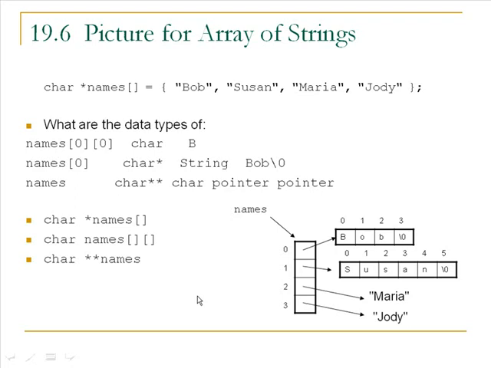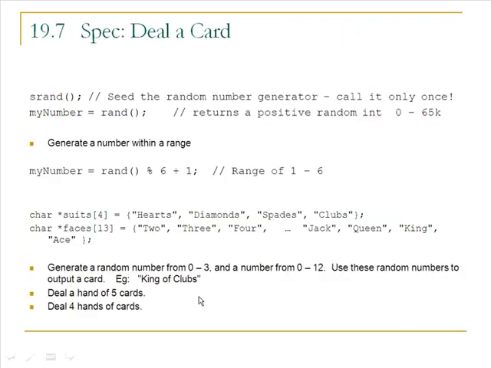Okay, let's start looking at how we might use this in an application. So we're going to deal a card, and we're leading up to maybe writing a card game. Earlier on, we looked at how to generate a random number, and we're going to use that rand function in this application. This was how we generated a random number in the range of 1 through 6. You might remember rolling dice a few segments ago. So we're going to deal a card, and we're going to print out the suit of the card. It will be hearts, diamonds, spades, or clubs. And then we're going to print out the face of the card, 2, 3, 4, and so on up until ace as the highest card.